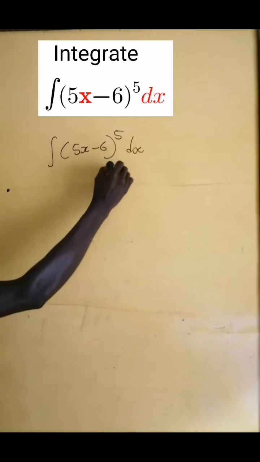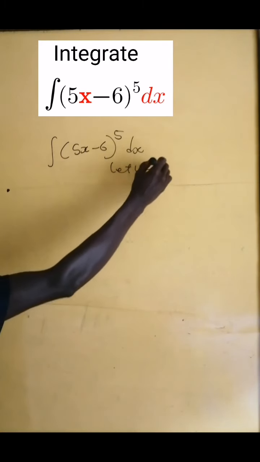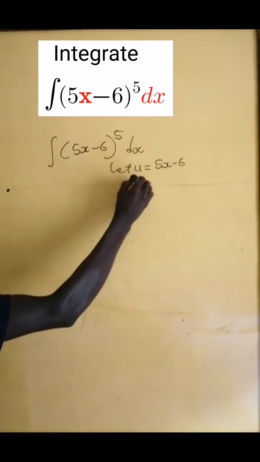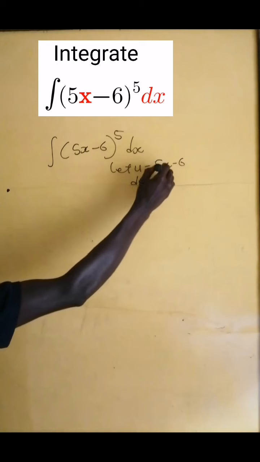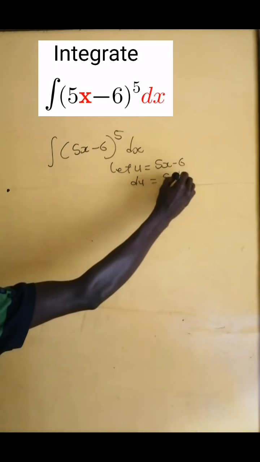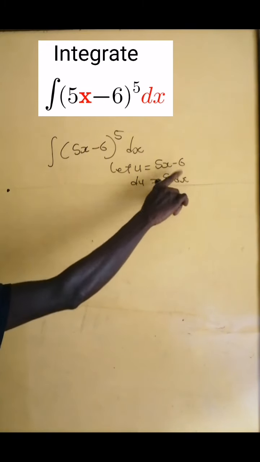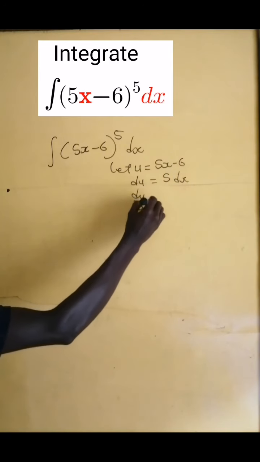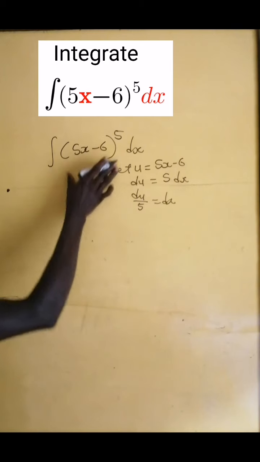Now to do this, we take u to be equal to 5x minus 6. Now du gives 5 dx, because if we differentiate 5x with respect to x, you get 5. If we differentiate negative 6, you get 0. You have du divided by 5 equals dx.